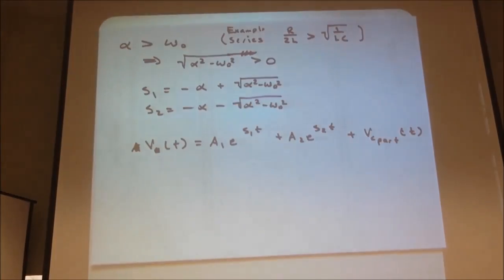So, correlating back to the series circuit, that just means R over 2L is greater than 1 over square root of LC. And we'll use that a lot, based on what alpha and omega naught are for the RLC series circuit.